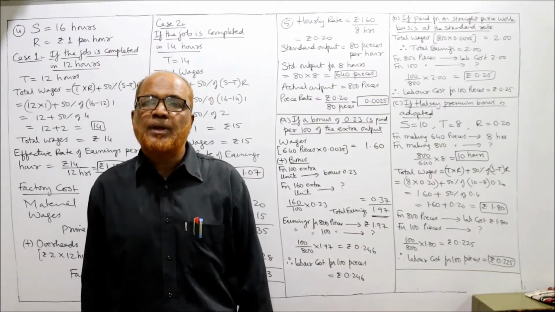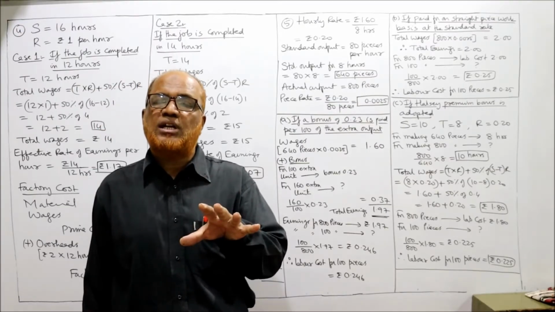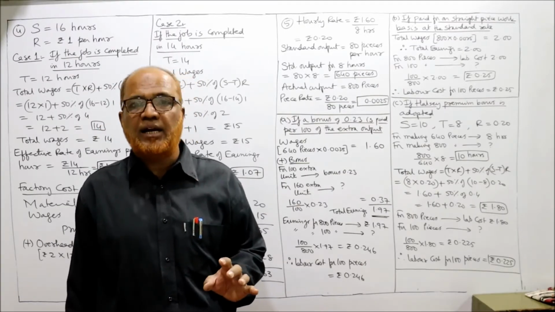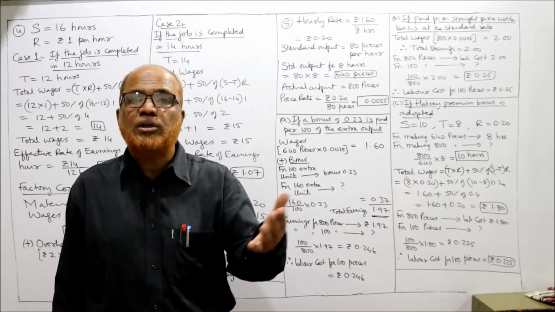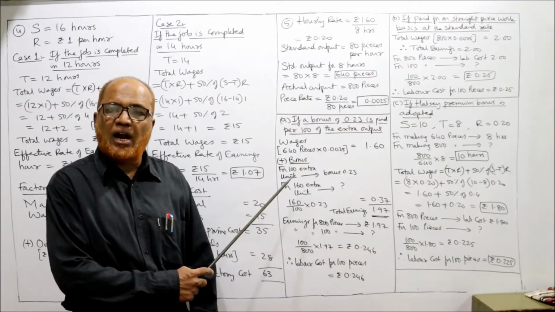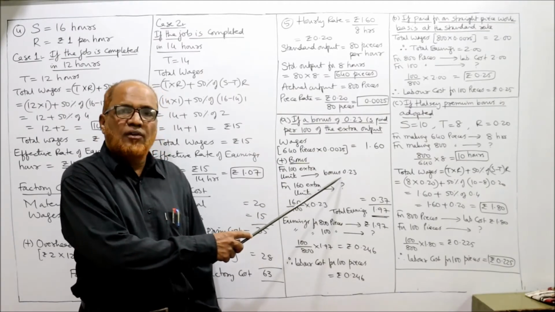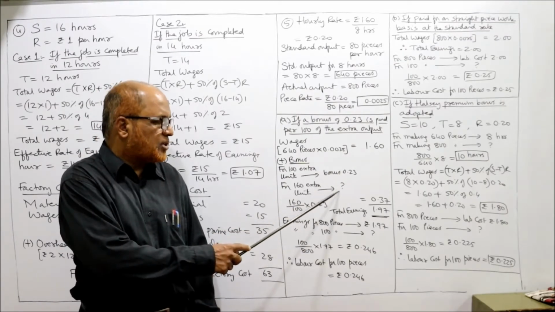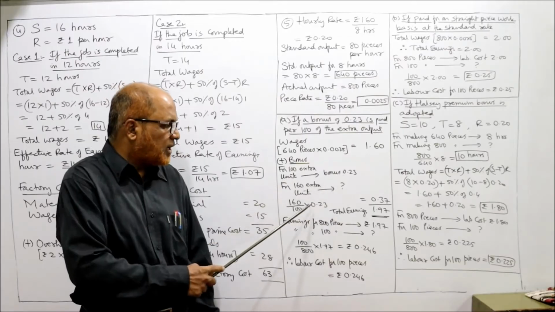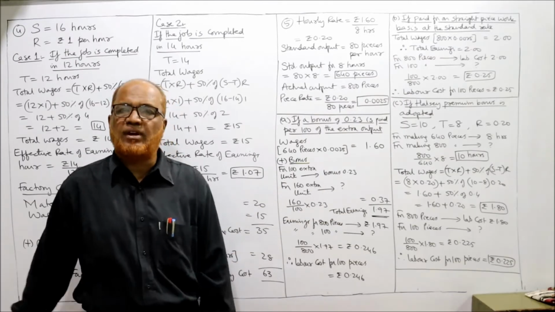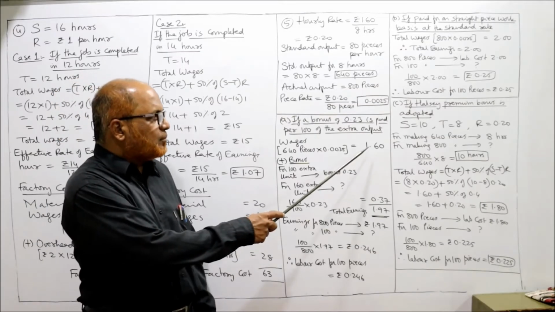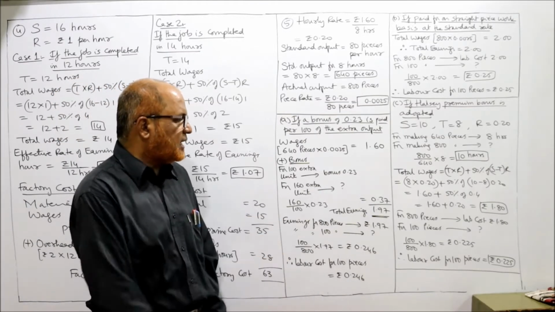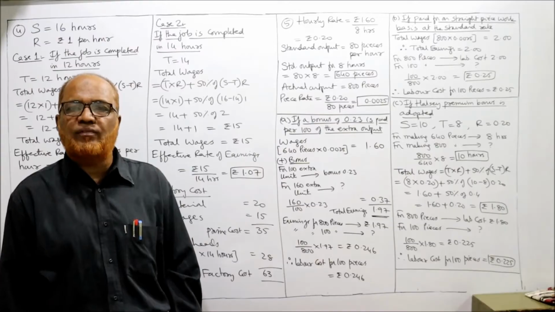How 160? Because he has to produce 640 units and he has made 800 units. So 800 minus 640 is 160 extra units he has produced. For every 100 extra units, 0.23. For 160 extra units, how much? So 160 by 100 into 0.23, the bonus comes to 0.37. So total wages 1.60 plus 0.37, 1.97 is the total earnings of the worker.